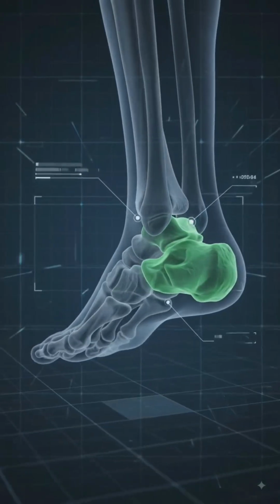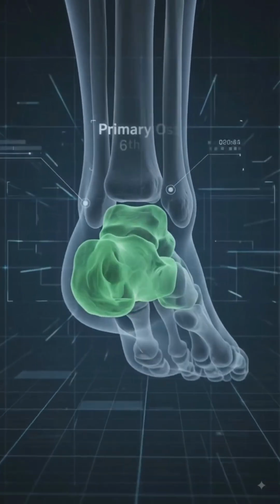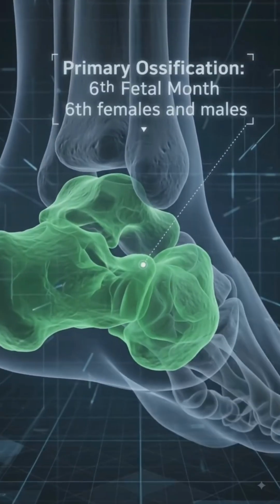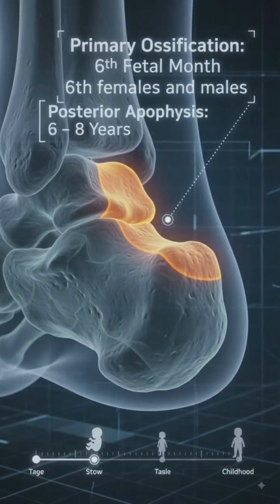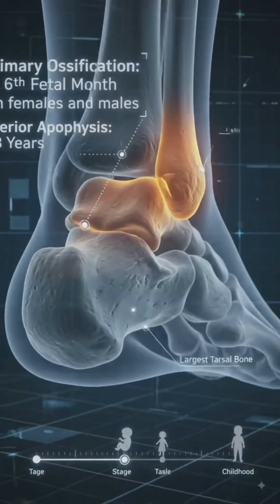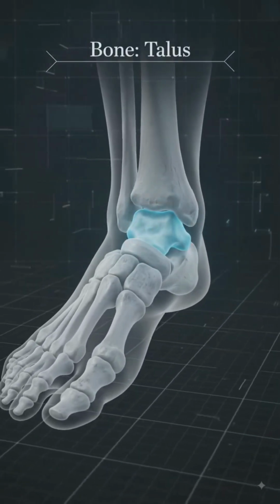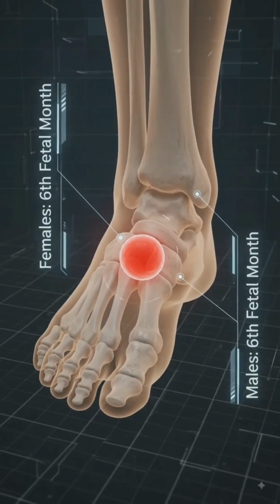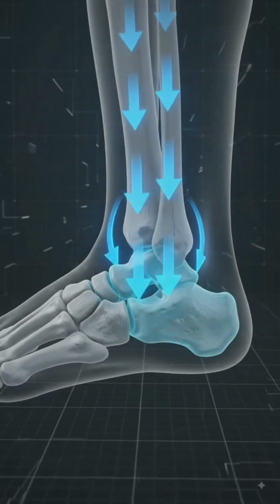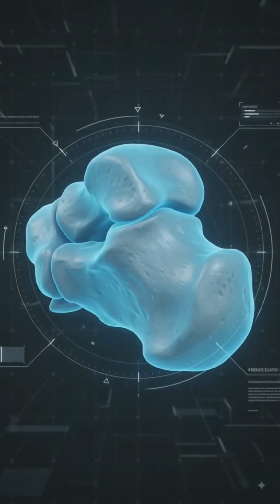The calcaneus is the largest tarsal bone. Primary ossification occurs in the 6th fetal month. The posterior apophysis ossifies later. The talus is a key ankle bone. In both males and females, primary ossification begins at the 6th fetal month. It transmits weight from the tibia and lacks muscular attachments.